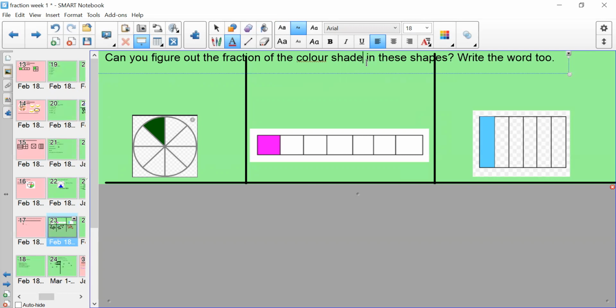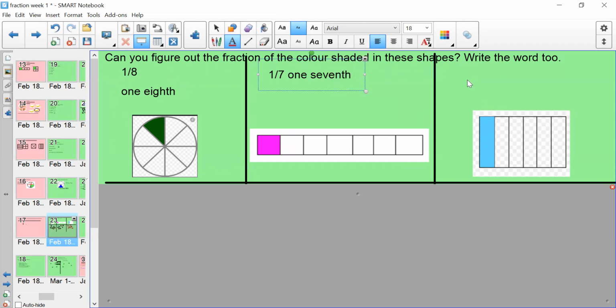Okay, perfect. The first one, we can see that we've got one shaded part, which is the green part. And then we need to count all the parts to see the denominator. So we've got 1, 2, 3, 4, 5, 6, 7, 8. So this is known as 1/8. If we look at the next one, we can also see that there's one part shaded. And we've got 1, 2, 3, 4, 5, 6, 7. So it's 1/7.